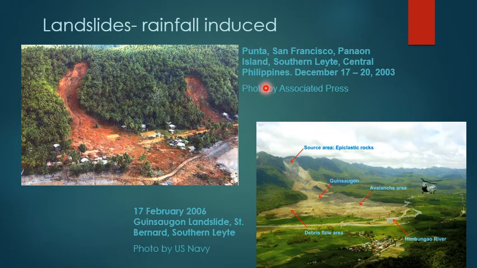Rainfall-induced landslides. Heavy rains brought by a low pressure on December 17 to 20 in 2003 triggered numerous landslides in Panaon Island, southern Leyte, resulting in 154 deaths. In this site alone, in Barangay Liloan, there were almost 150 people buried by a single landslide.